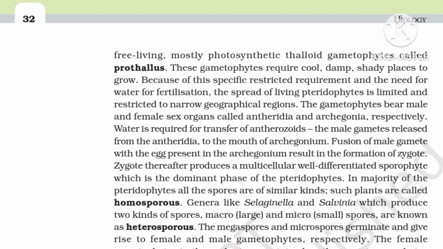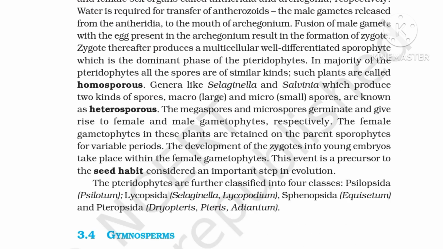In the majority of pteridophytes, all the spores are of similar kind. Such plants are called homosporous. Genera like Selaginella and Salvinia, which produce two kinds of spores, macro (large) and micro (small) spores, are known as heterosporous. The megaspore and microspore germinate and give rise to female and male gametophytes, respectively. The female gametophytes in these plants are retained on the parent sporophyte for variable periods. The development of the zygote into a young embryo takes place within the female gametophyte. This event is a precursor to the seed habit, considered an important step in evolution. The pteridophytes are further classified into four classes: Psilopsida (Psilotum), Lycopsida (Selaginella, Lycopodium), Sphenopsida (Equisetum), and Pteropsida (Dryopteris, Pteris, Adiantum).